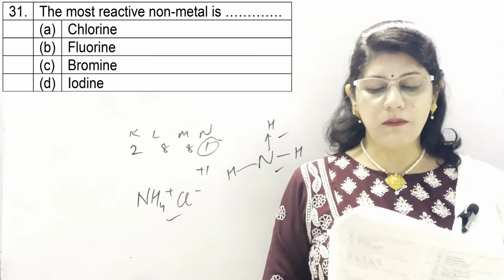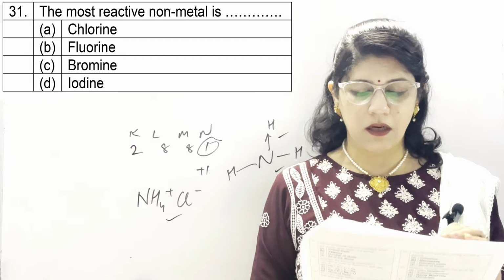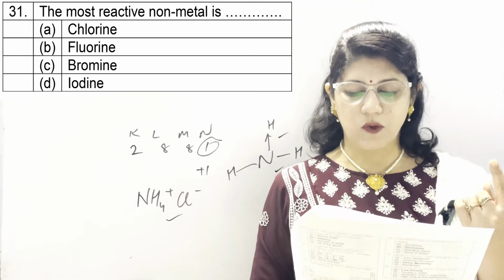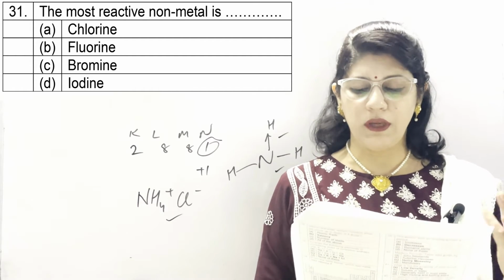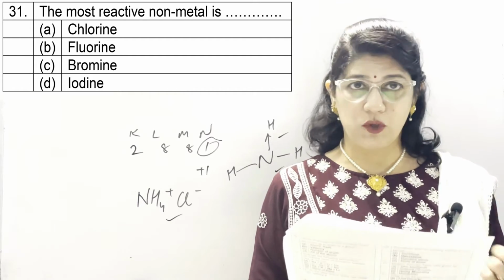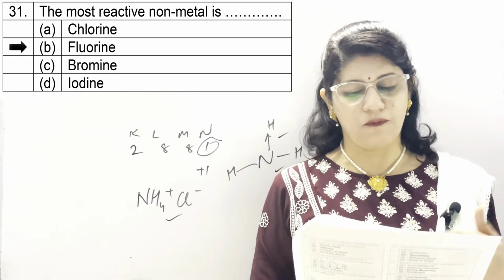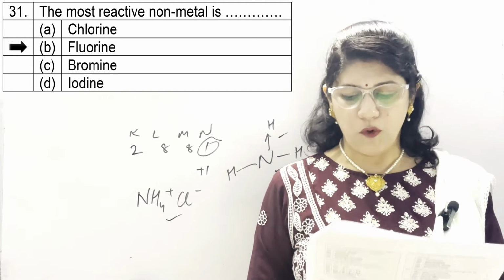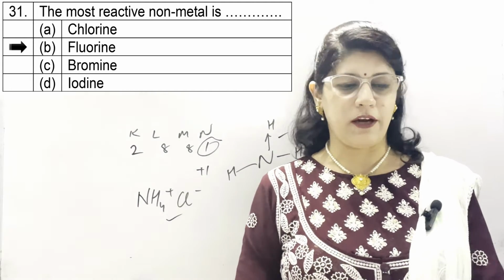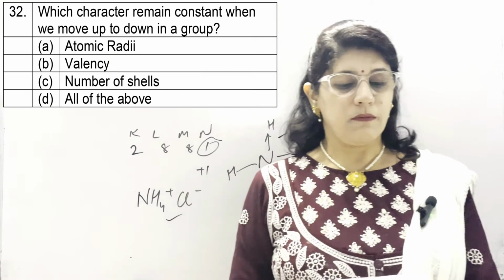Question number 31. The most reactive non-metal is, option number 1 is chlorine, then fluorine, bromine and iodine. So correct option is B, which is fluorine, because fluorine can easily form fluoride ion and it is the most reactive non-metal.